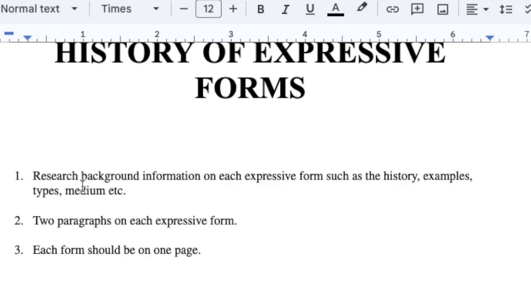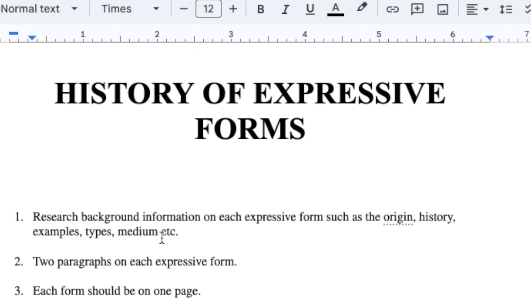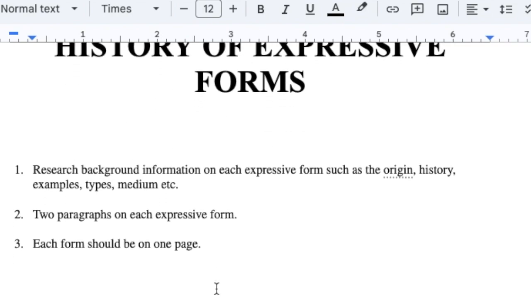Okay, so let's say you're doing painting, that should be on one page, and let's say you're doing graphics, that should be on another page. Okay, and you try to get the history, the origin. Probably I should put origin. So the origin, history, examples, types, mediums, etc. Whatever important information that you think should be there, you include it in the history of the expressive forms.